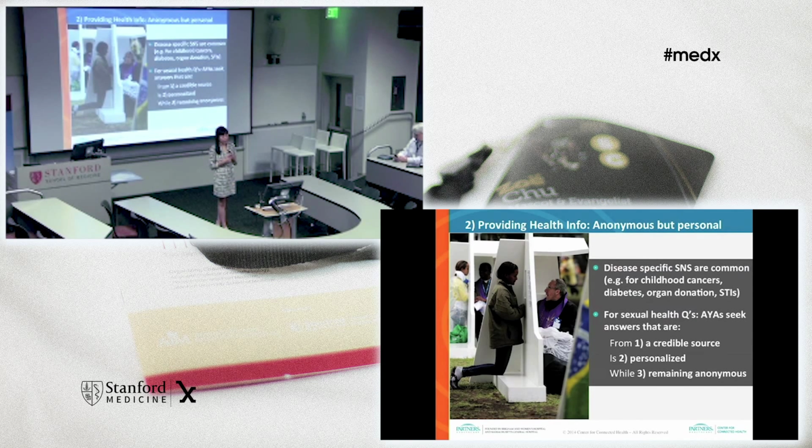So the second category, providing health information. So teens, adolescents, young adults, they want information that is personalized. I think most of us do. And they also want to know that they remain anonymous, and that the person who they're getting the information from is a credible source. So they want to know who you are, and that you're a pediatrician or a credible source, but they don't want you to know who they are. So they want to remain anonymous when they're speaking to you about topics like sexual health.